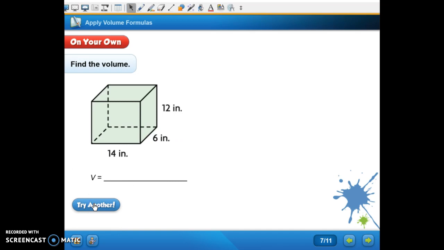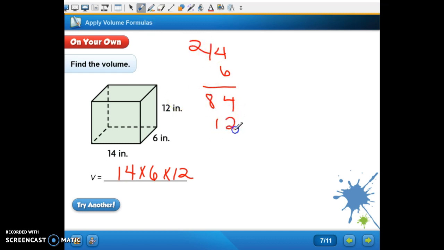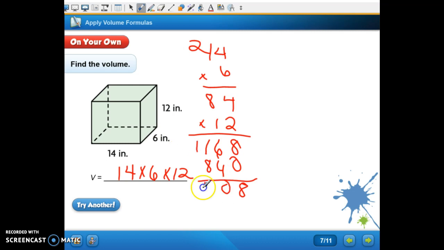This one is 6. Now this is going to mean a little bit more work, right? Because we're multiplying 2-digit numbers. So we have 14 times 6 times 12. So I'm going to go over to the side and I'm going to do 14 times 6. I'm going to get 84. Now I'm going to multiply that by 12. And I'm going to get 1,008 inches cubed.